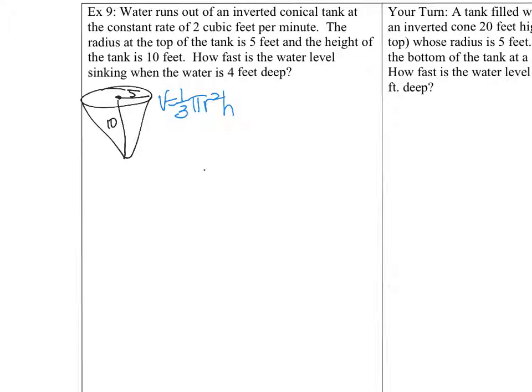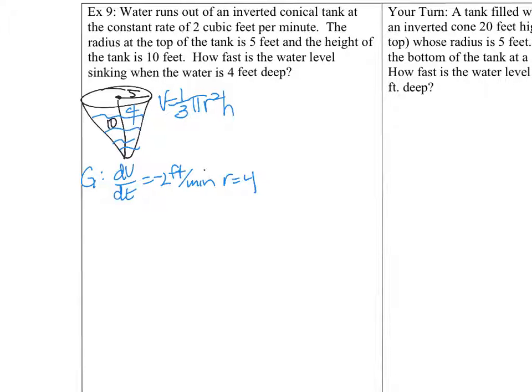So the radius is 5 and the height is 10. How fast is the water level sinking? So I'm given that dV/dt is -2 cubic feet per minute, and I'm given that r is 4, because the 5 and the 10 are not for the water level. The water level's here and it keeps going down. So we want to know when the radius is 4.